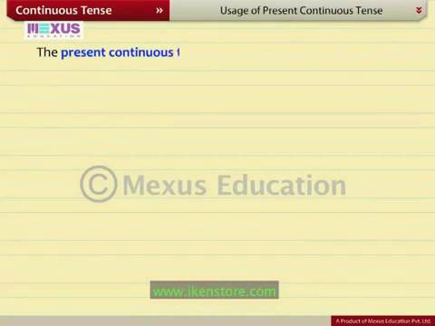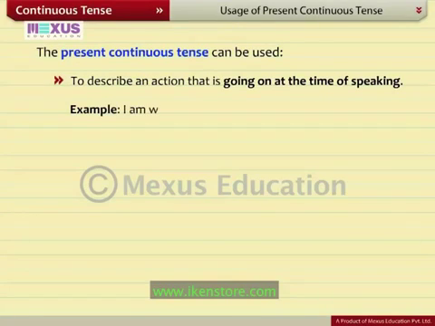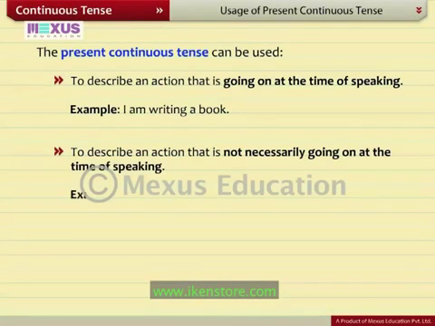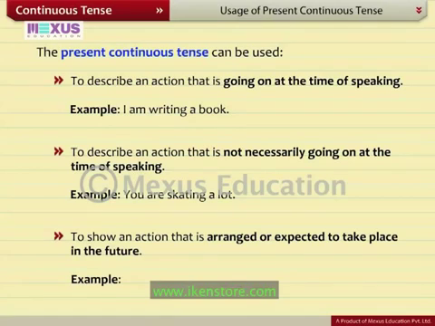The present continuous tense can be used to describe an action that is going on at the time of speaking. For example, I am writing a book. To describe an action that is not necessarily going on at the time of speaking. For example, you are skating a lot. To show an action that is arranged or expected to take place in the future. For example, Roger is having a meeting next week.